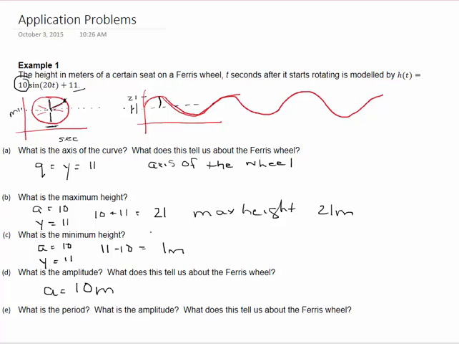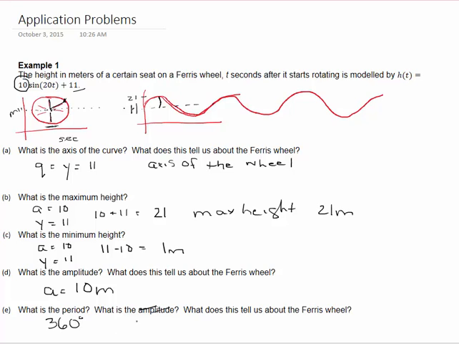What is the period? What is the amplitude? And what does this tell us all about the wheel? So the amplitude we've already covered, so we actually don't need that question in there again. The period itself is how long it takes to do one revolution of 360 degrees. So that's what we're looking for, the length of one cycle. That's the definition of period.